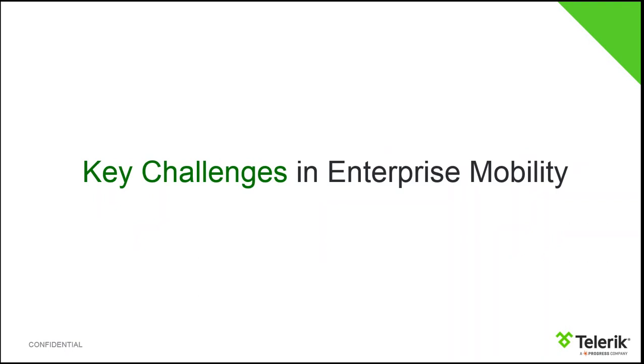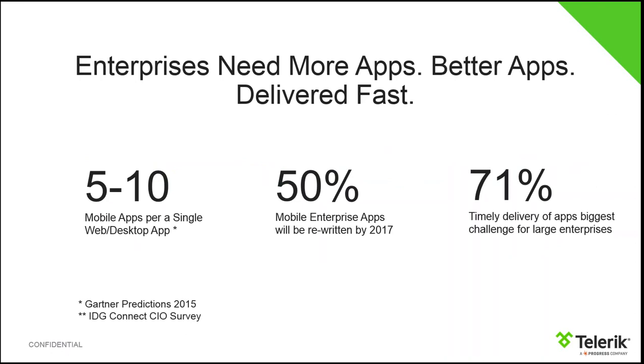Now, it's not easy. There are key challenges in enterprise mobility, right? Of course, everything comes with a challenge. So what are those? According to Gartner, by 2017, I believe, you will have 5 to 10 mobile apps for a single web or desktop app. Inside the enterprise, you may have your own web application or your own desktop app, but you will be surprised to know that there will be 5 to 10 mobile apps that you may have to develop for that single web or desktop app. This is the kind of prediction that Gartner made in 2015. Plus 50% of mobile enterprise apps will be rewritten by 2017. That's another prediction that Gartner has made.